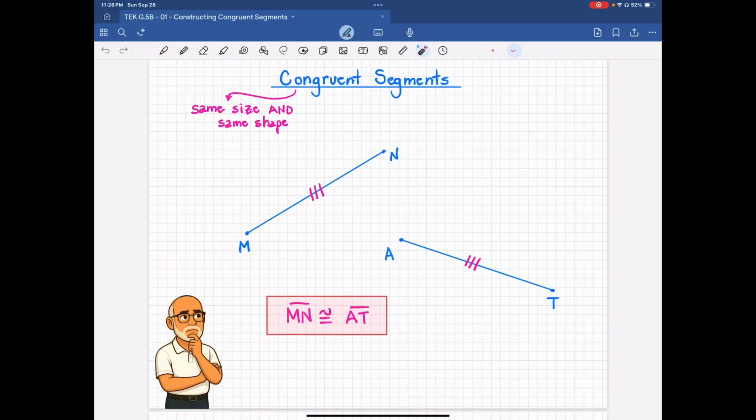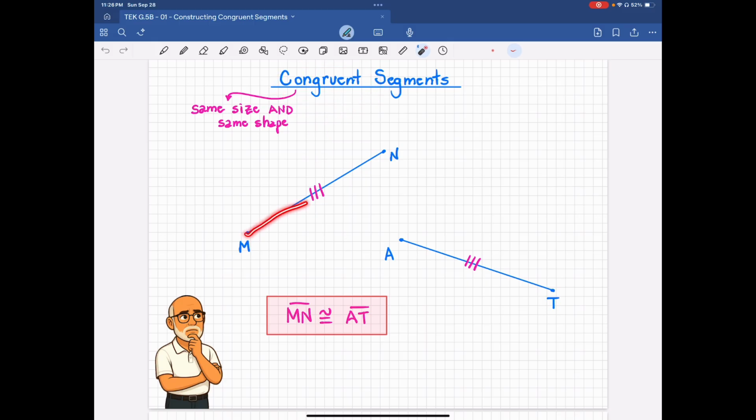Before we actually start constructing segments that are congruent, let's look at the concept of what a congruent segment is. Congruent segments have the same size and the same shape. And so congruent, as you know, is written like this. It's an equal sign with a squiggly mark on top of it.